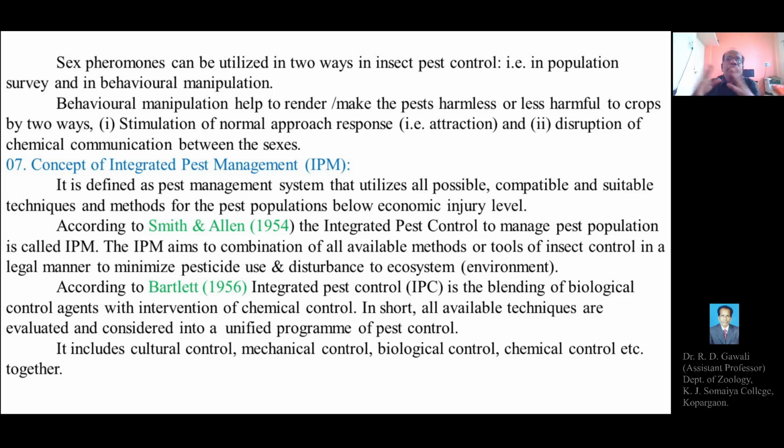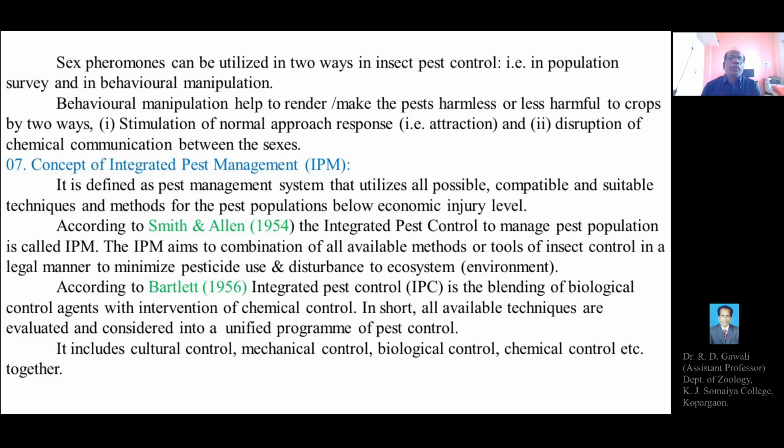So communication between the sexes can be disrupted or interrupted by using the sex pheromones. So sex pheromones can be used for two purposes, that is attraction and second disruption of the chemical communication between the two sexes. In this way we can use the sex pheromones for the purpose of pest control.